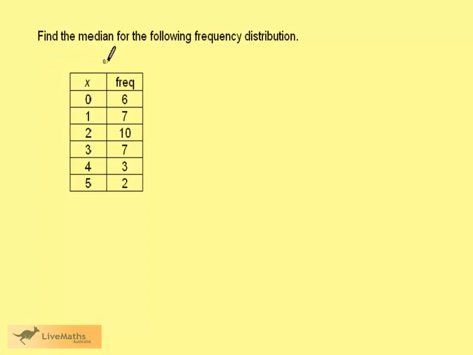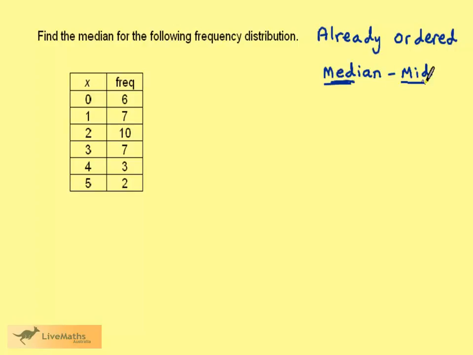We want to find the median for the following frequency distribution. Here we can see a frequency distribution. The nice thing about a frequency distribution is that it is already ordered. So the numbers are already in order. Remember now that the median means the middle. Easy to remember, med, mid.